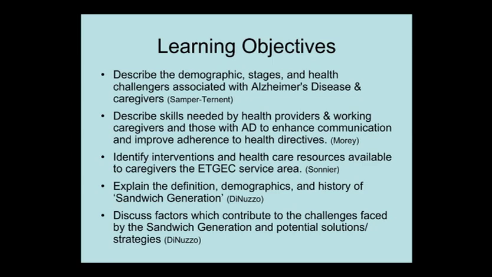Today's objectives are listed here. They're pretty straightforward. We're looking at demographics of Alzheimer's disease, increasing skills needed for health providers and those working caregivers that work with patients with Alzheimer's disease. We're looking to identify interventions and resources that are available, very valuable information. We're going to be talking about, again, the sandwich generation, looking at the challenges and discussing some of the strategies that might be able to be used for that population.